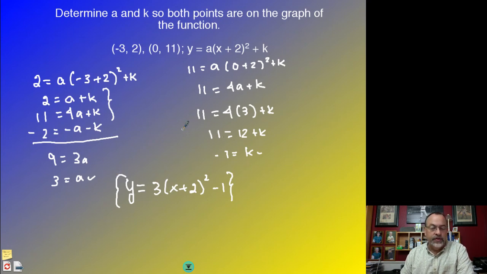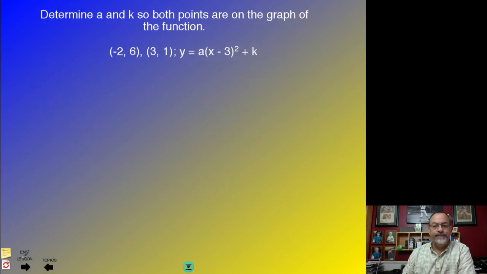So substitute in each value and create a system, use substitution or elimination to determine the values of a and k. I'll do one more if you'd like to watch it, just so you have another example. If not, you can go ahead and tackle your homework from here. All right, so here are my 2 points. So again, I'm going to substitute those in, create those 2 equations as best I can, or simplify them as far as I can to create those 2 equations.